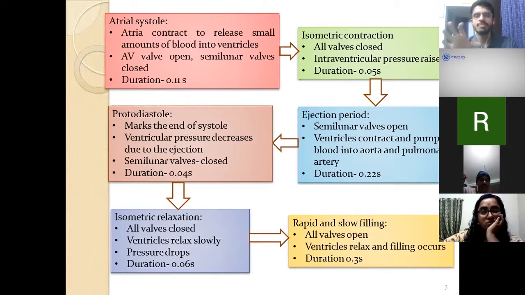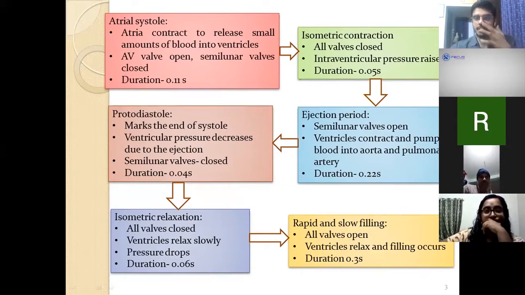For this to happen, all the valves must be closed, isn't it? When you cook rice in a pressure cooker, you have to drop that weight down, isn't it? If you leave it, if you pull it open, will the rice cook inside? No. The same way, all the valves should be closed. Only then will the isometric contraction occur and the pressure buildup occur within the ventricles. This is clear? Okay, that's isometric contraction.